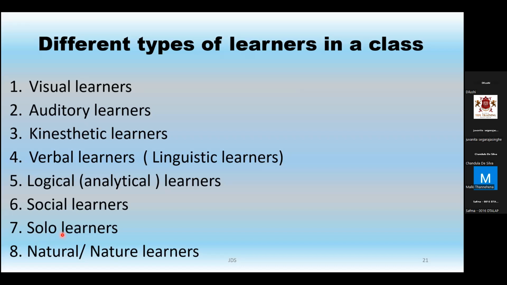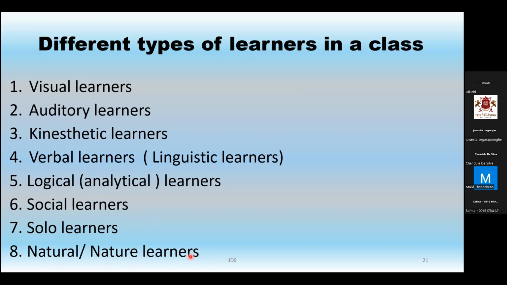Solo learners who are incapable of working in groups. They need to be just by themselves. Opposite to social learners. Here, these people need to work hand in hand, work in groups, whereas these ones need individual study time. They are not good in working with others to learn.